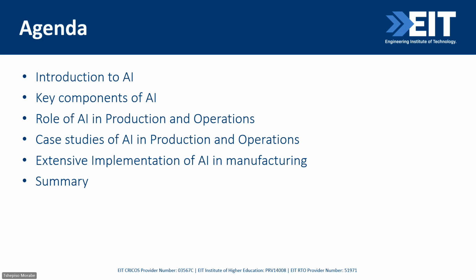So to start with, today's agenda is an introduction to AI: what AI is all about, the basic definition of AI, and the key components, the integral parts of AI. Then, what does the role of AI in production operations look like? If the role of AI already exists, there should be some case studies, some implemented scenarios where AI in production operations has already been adopted. So what are those cases?